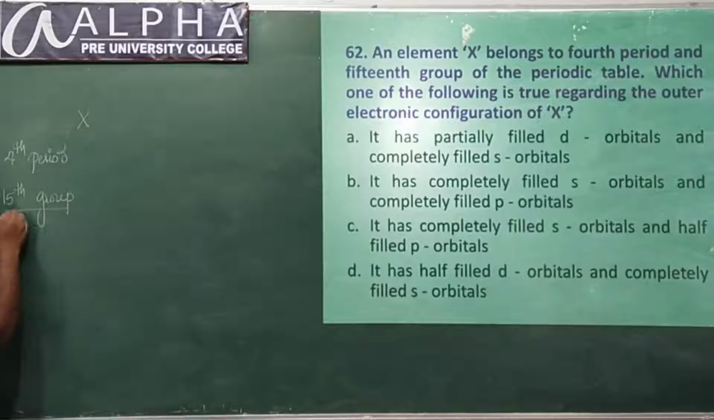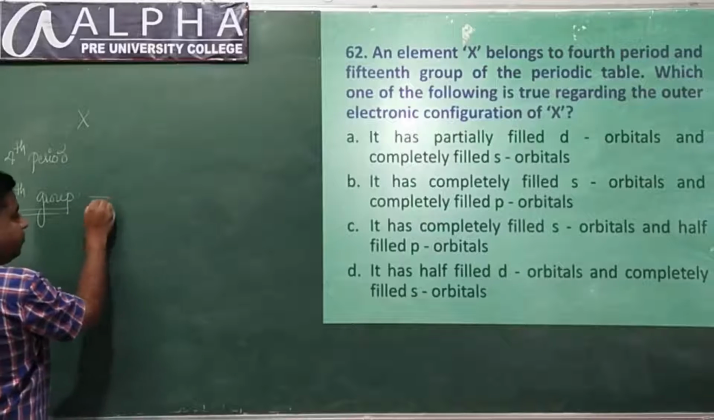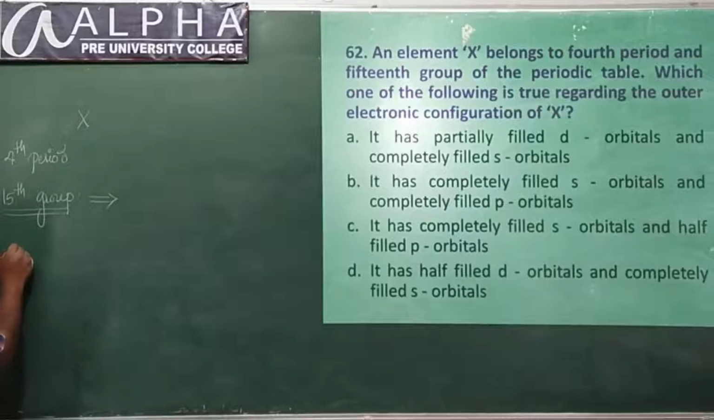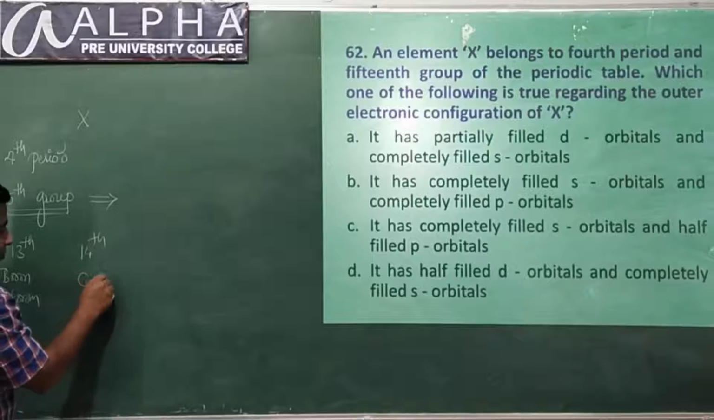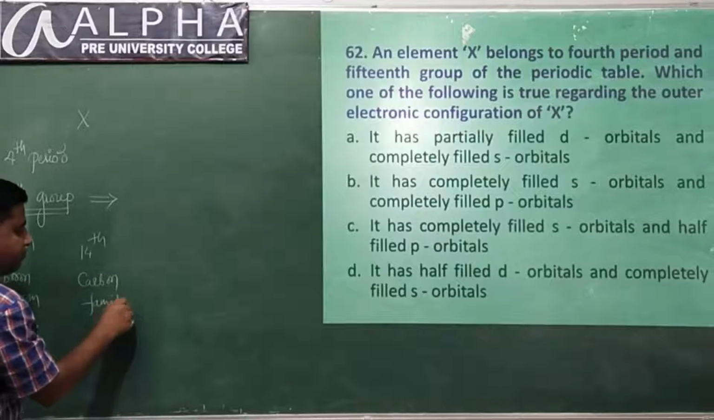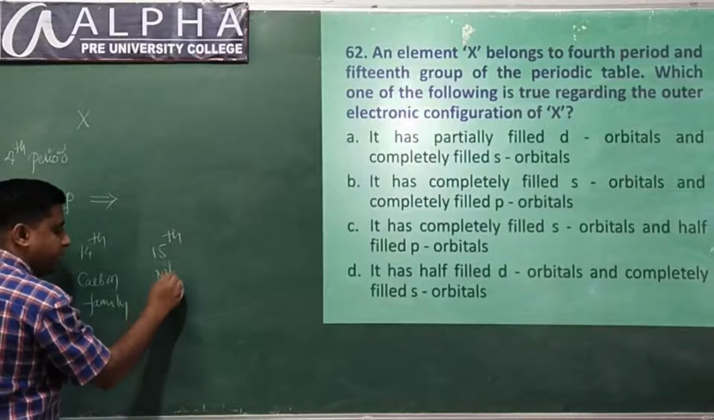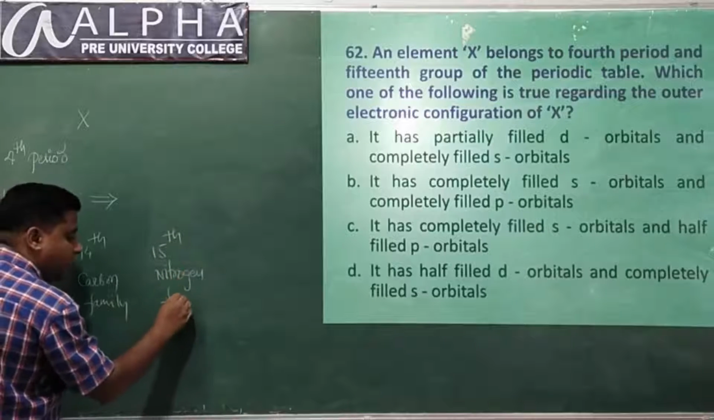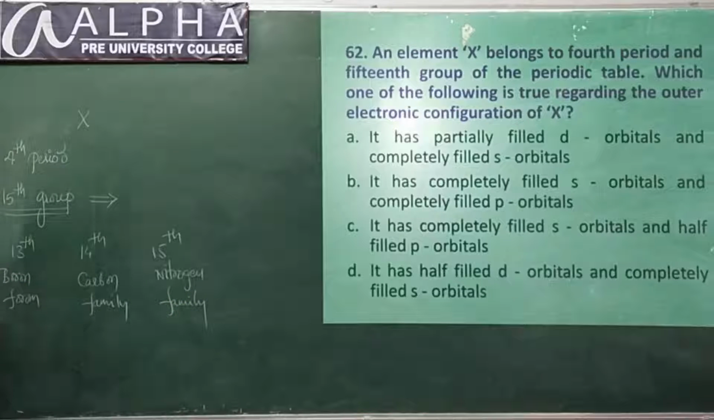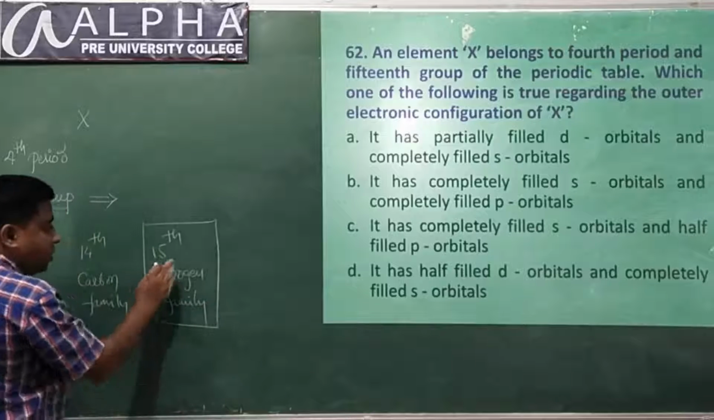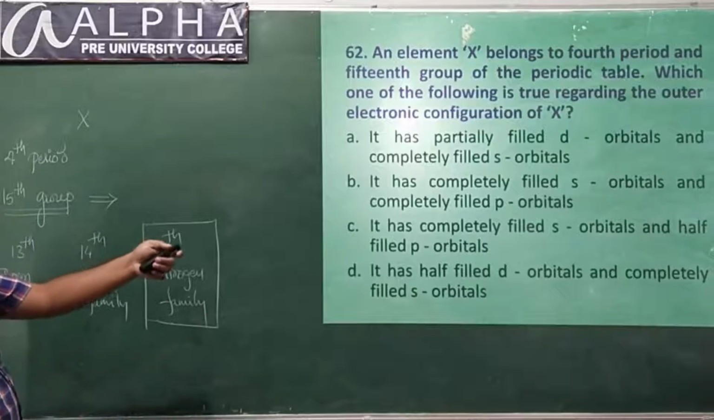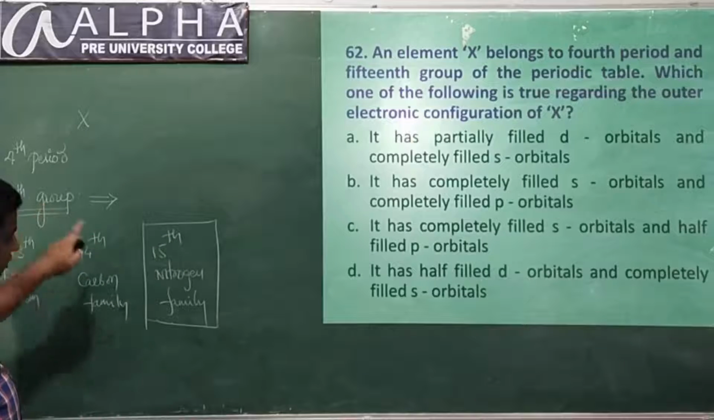If it belongs to the 15th group, you should have an idea. 13th group means boron family. 14th group means carbon family. 15th group means nitrogen family. Are you getting my point? So the element X belongs to the 15th group, which means nitrogen family.